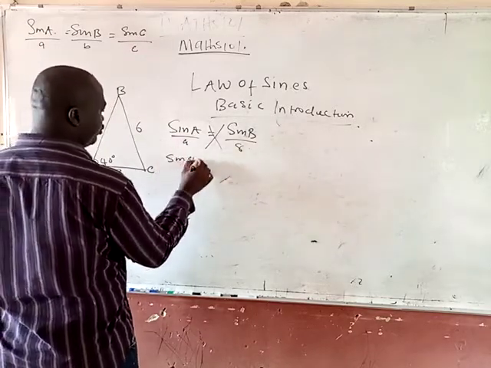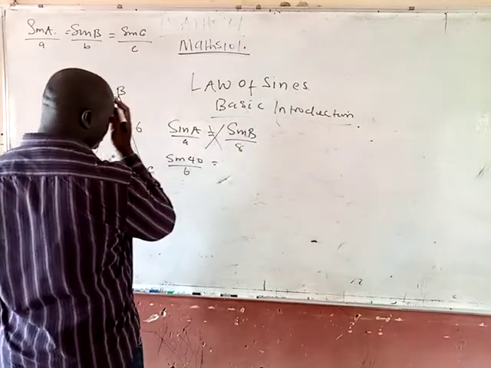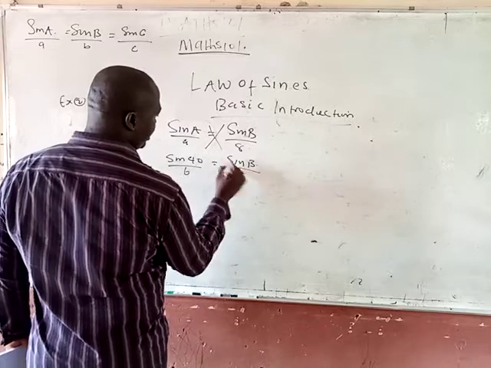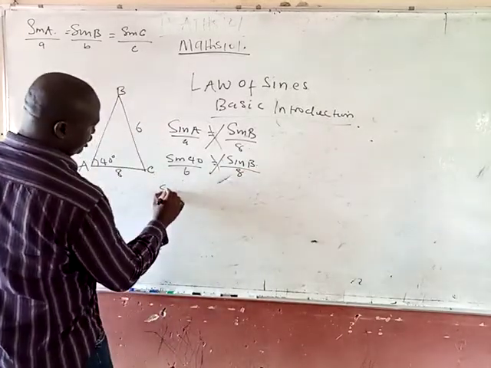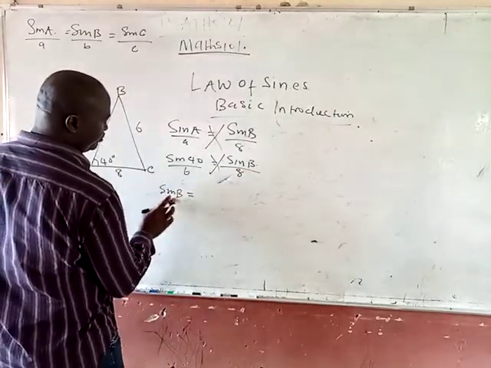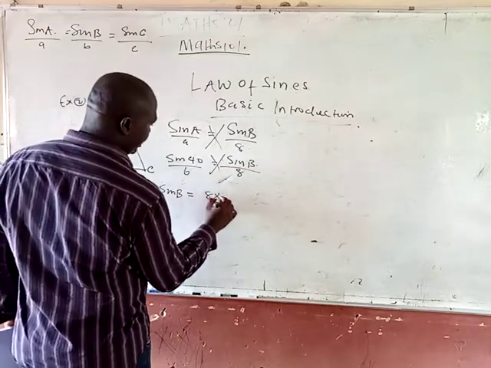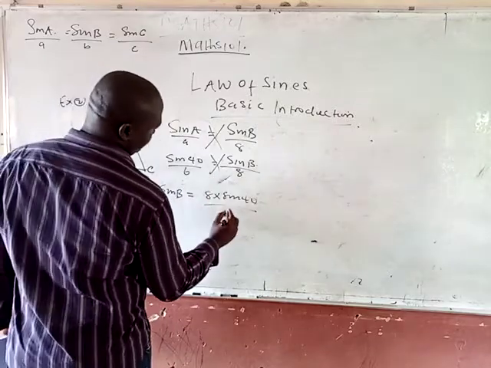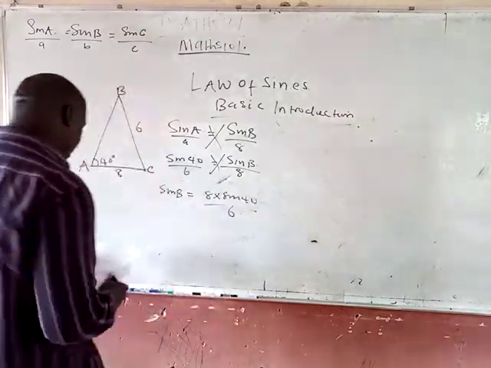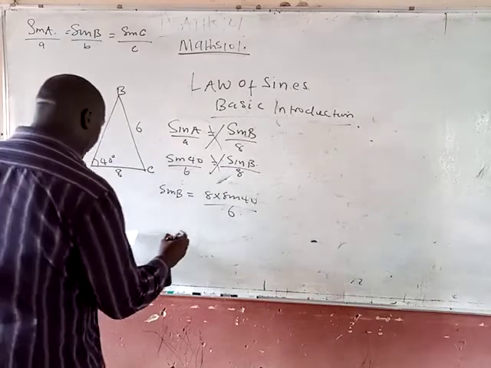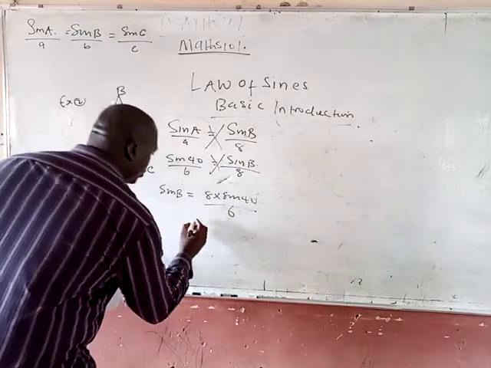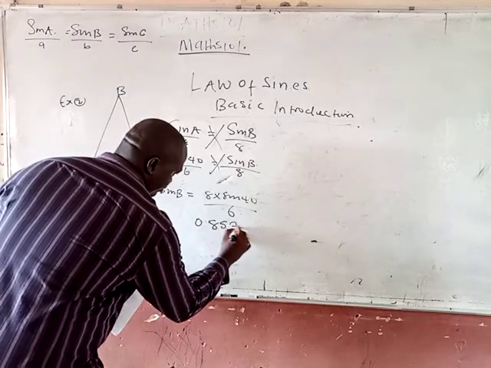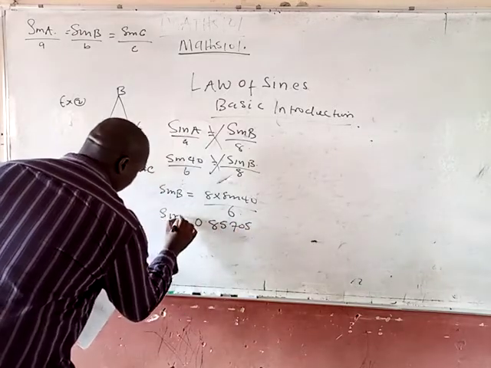So I'm just going to cross multiply. Sine of 40 over 6 is equal to sine B, which is what I want to get, over 8. By cross multiplying, sine B will be 8 times sine 40 divided by 6, right? Good. If you put this in your calculator, it should give you 0.85705, which is sine B.